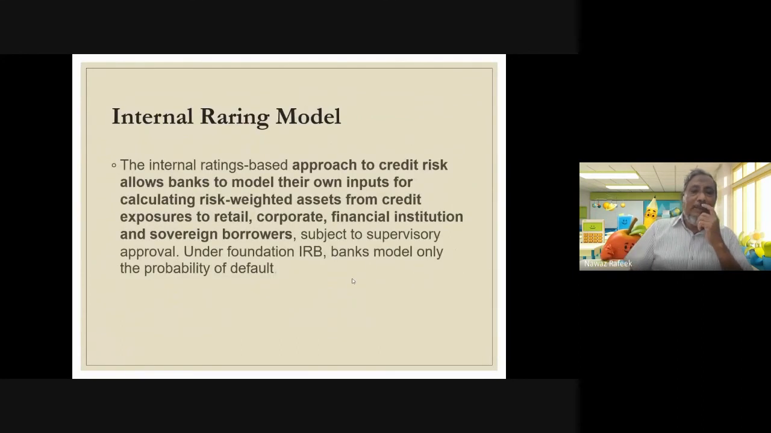So the internal rating model based approach to credit risk allows banks to model their own inputs for calculating risk-weighted assets from credit exposures to retail, corporate and financial institutions, subject to supervisory approval. Under the foundation IRB, banks model only probability of default. So what is modeled under the IRB internal rating model? Probability of default.